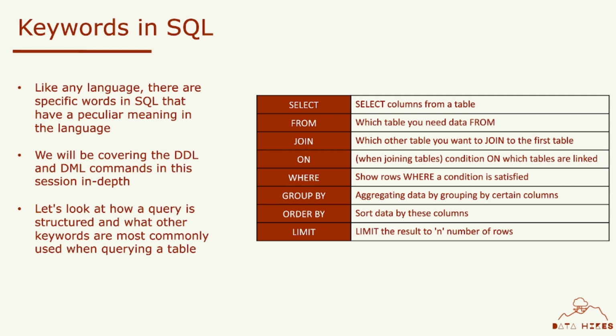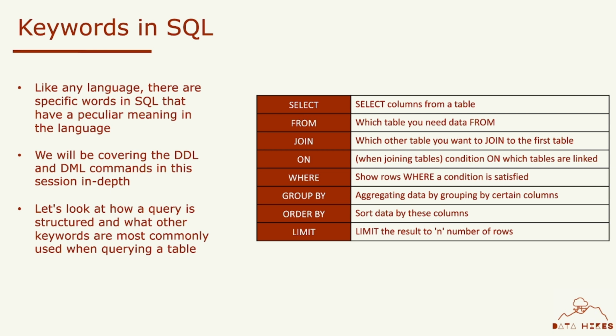The first one is select. Select is just used to select columns from a table or pick columns from a table. From tells us which table we are picking up the data from. Join is used when we want to use multiple tables for extracting the information. On is used when we have multiple tables and we want to tell what condition to combine both these tables on. Where gives us only the rows where a specific condition is satisfied.